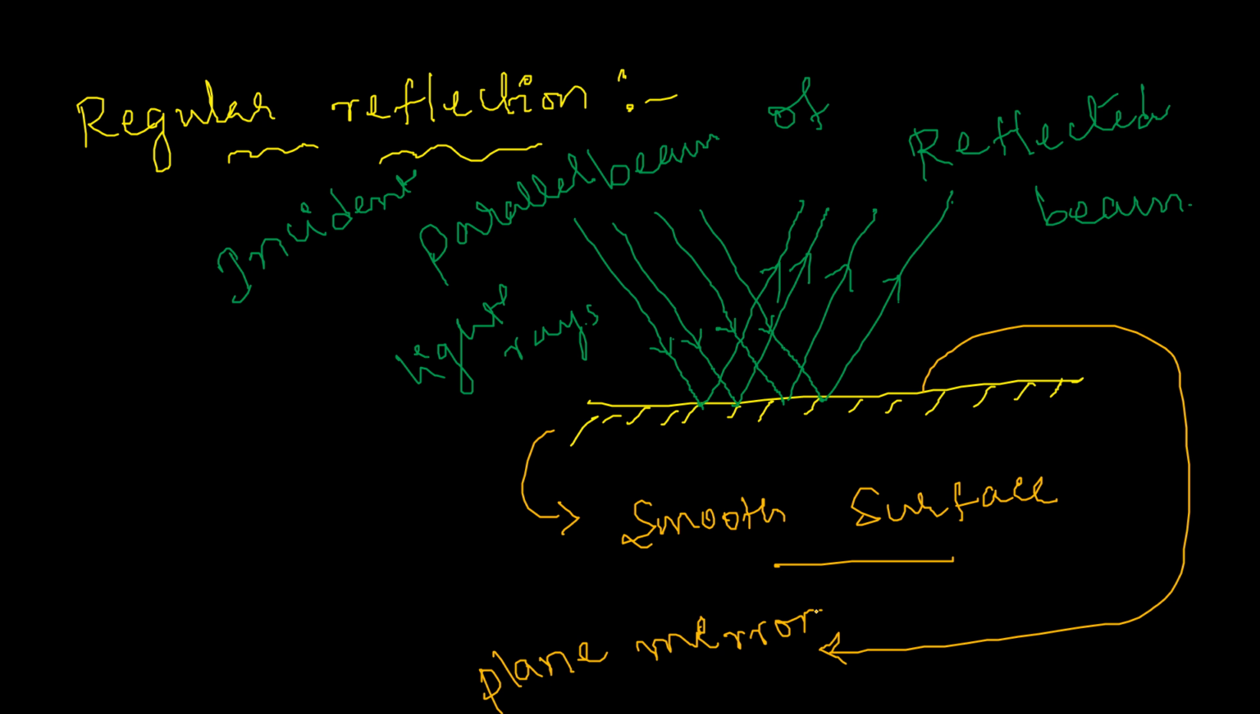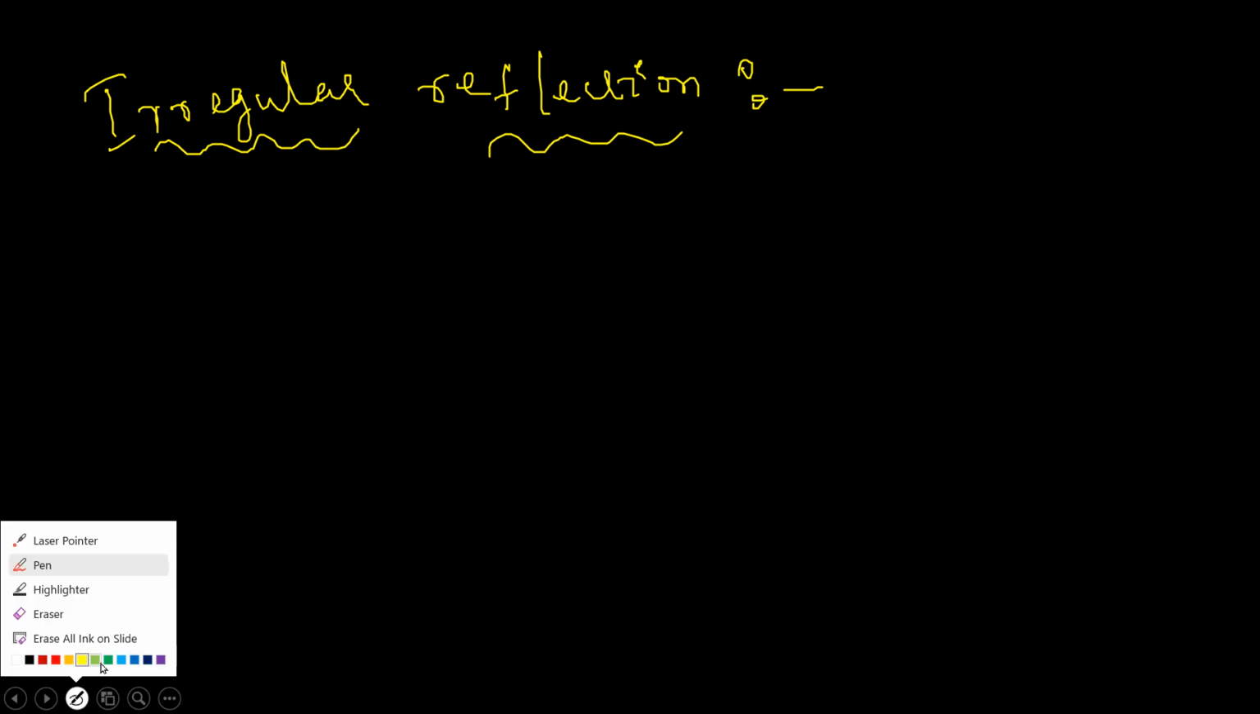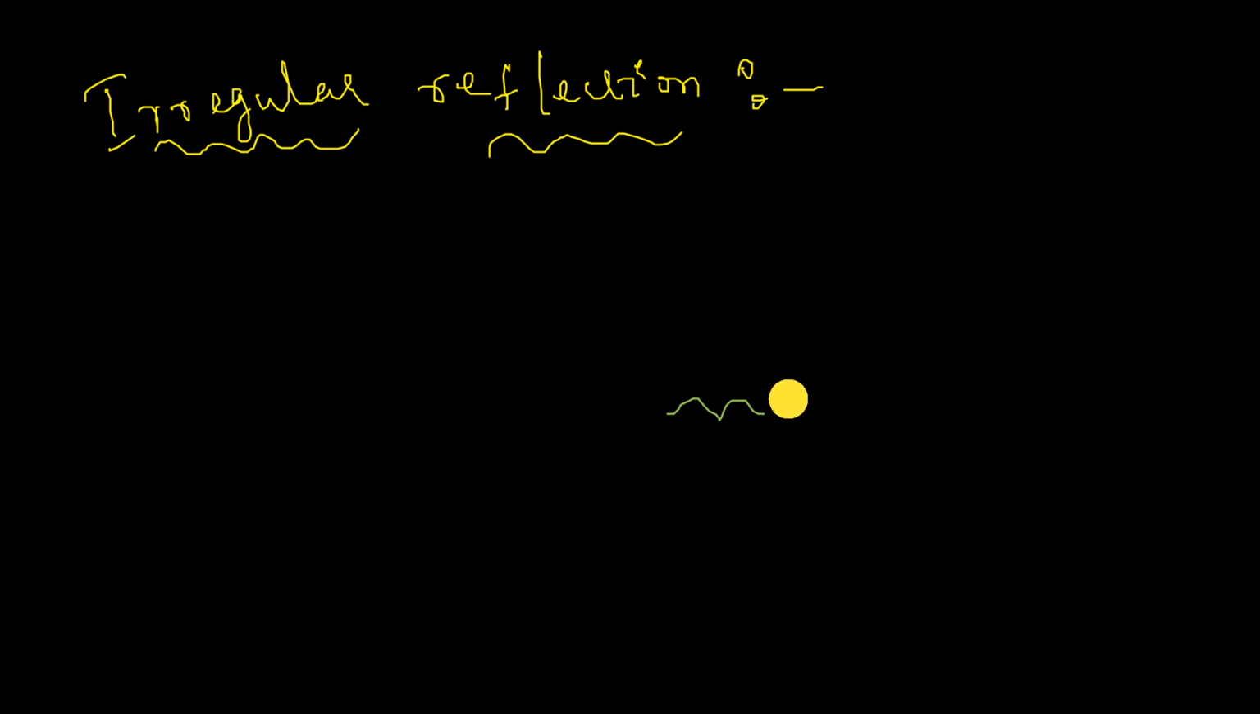I hope you got it. Next we'll go to irregular reflection, also called diffused reflection. Let's see how the surface will be and how irregular reflection takes place. I am considering the surface here. This is a rough surface.